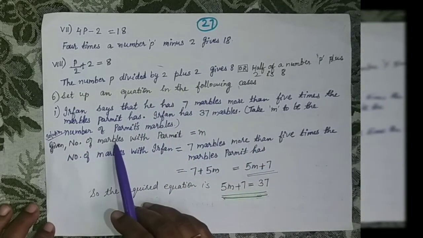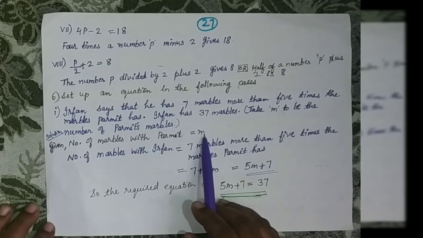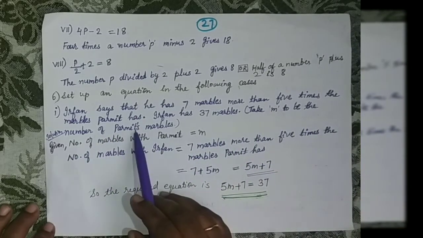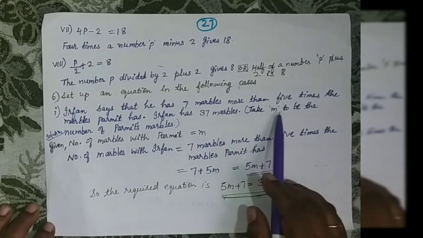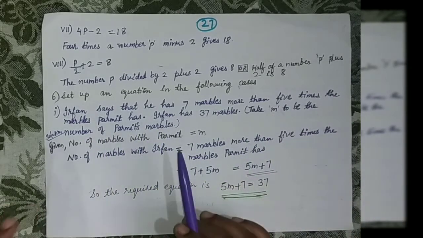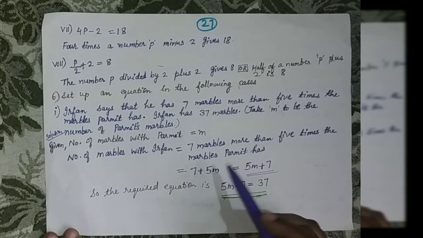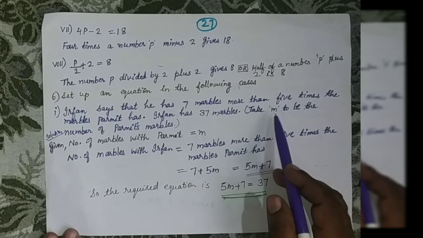Now, given number of marbles with Parmeet is equal to m. It is given in the question: take m to be the number of Parmeet's marbles. It is given in the question which variable we have to take. Some questions will not give it. If it is not given, you can take according to your wish. But here it is given.